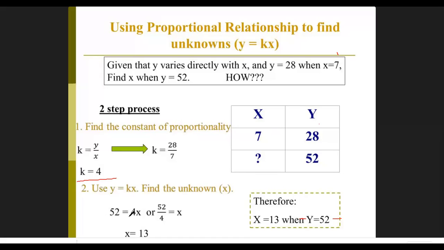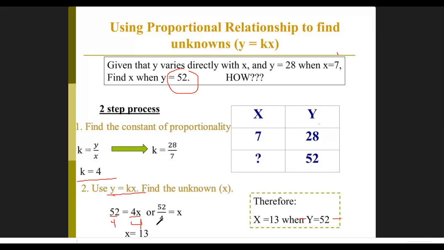Then I'm going to replace in the equation. The equation was y equal kx. The second y was 52, so I'm going to replace it here. The constant value is 4, and x is what we are looking for. Then we will divide both sides by 4. Then we will find the answer: x equal 13.